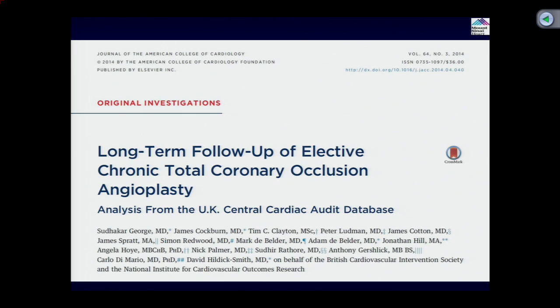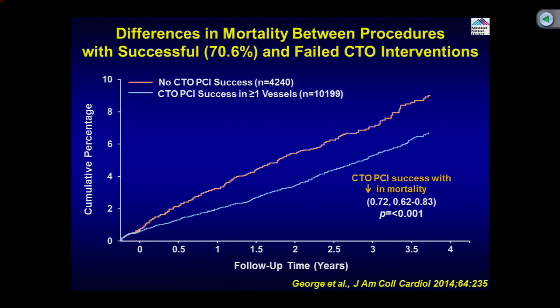Now then, there are two, basically, the data at present on the latest data on the CTO. One is again from the UK, from the database, and basically is that this is a large database of the 14,000 patients, showed that if you have a CTO PCI success of at least one vessel, you improve the outcome, mortality, compared to if you are unsuccessful. The successful happen in 71% of cases, compared to failed in about one third, and clearly that successful CTO improves your long-term survival, which have been shown by earlier data, and now with a large registry data confirms that.